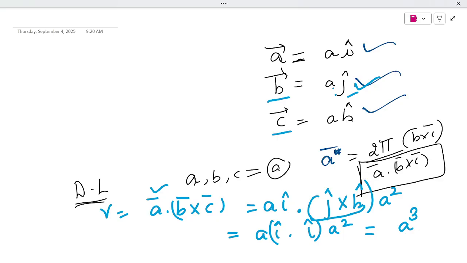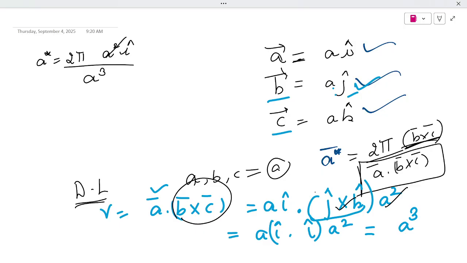Now let's talk about the numerator. As A star is equal to 2 pi divided by the volume that we have already calculated to be equal to A cube, and the numerator will be this B cross C here, and B cross C came out to be equal to A square i cap. So this will be A square i cap. So finally we have got the expression for A star, which is equal to 2 pi by A i cap, of course, because we are talking about A star, which is along the x-axis.